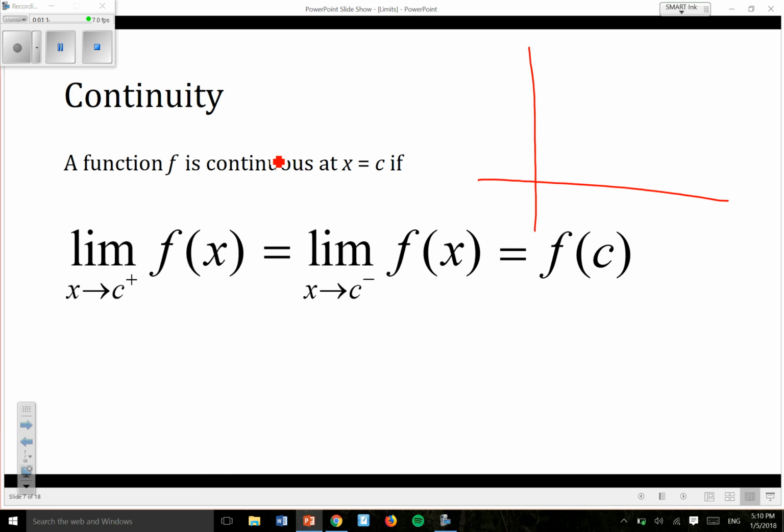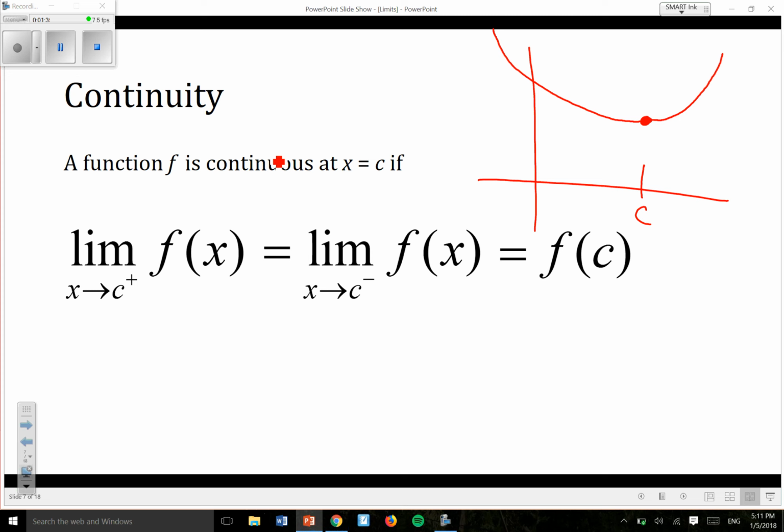What this is saying is that for a function to be continuous at some x value of c, then wherever we're approaching c from the right needs to be the same y value we're approaching from the left. And then finally, our function actually has to equal both of those limits for a function to be continuous.